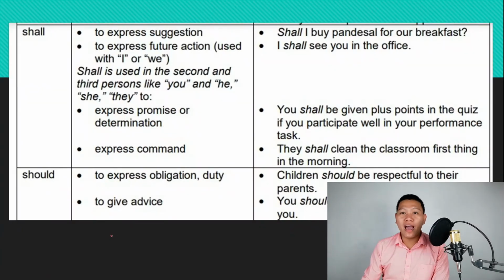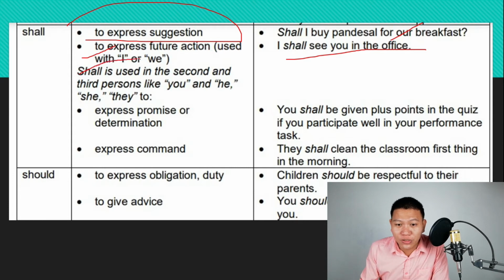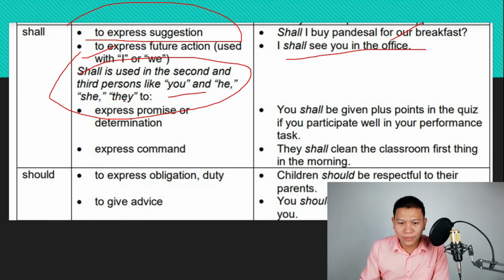And then we have shall that expresses suggestion. Shall I buy pandesal for our breakfast? Suggestion. Also, it is used to express future action with I or we. I shall see you in the office. And note here, shall is also used in the second and third persons like you, he, and they.